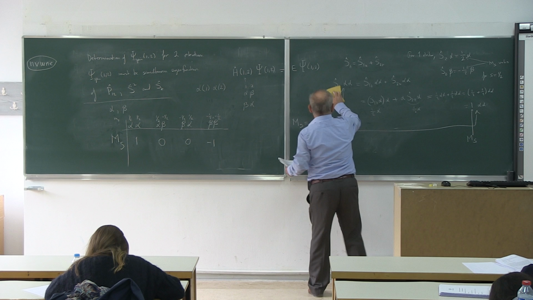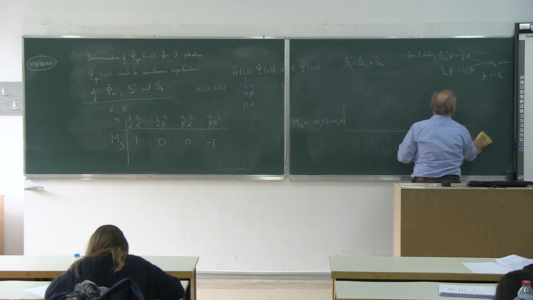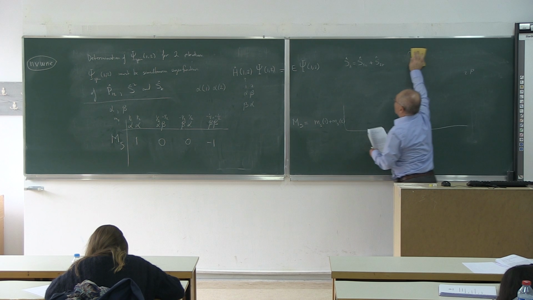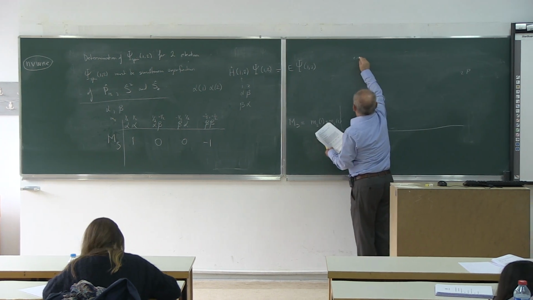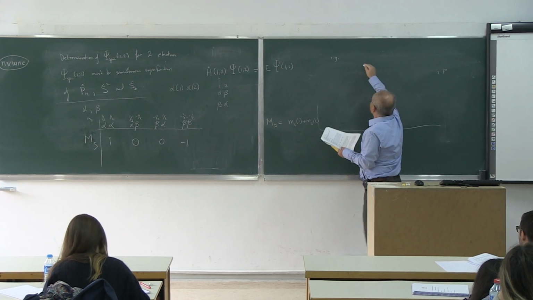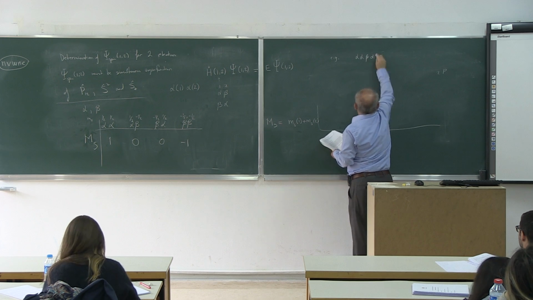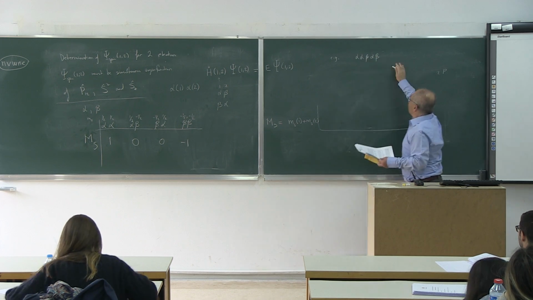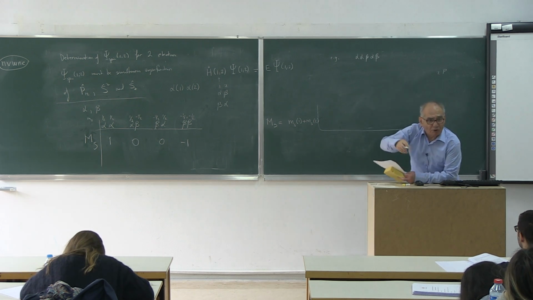Now, in general, say we have more than 2 electrons. For instance, alpha times beta times alpha times beta, there is a factor. How many factors do you see here? 2, 4, 5. We are talking about 5 electrons. All right?